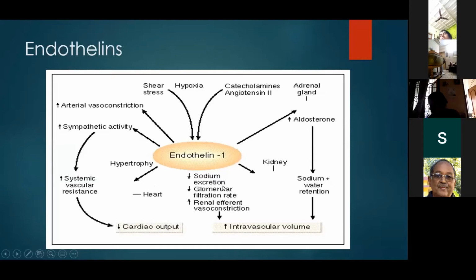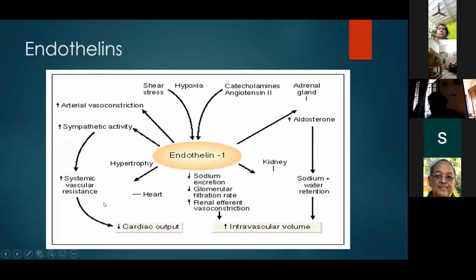Okay, so there is reduced sodium excretion, reduced glomerular filtration rate, and renal efferent vasoconstriction. So the artery which comes out of the Bowman's capsule, there is a constriction there. There's more water available for filtration in the Bowman's capsule, and the efferent vasoconstriction happens, and the absorption is reduced, and there is more sodium and water retention. That's what I meant. Okay, so on the heart, you have increased arterial vasoconstriction, you have increased sympathetic activity, and hypertrophy of the heart muscles can happen because of endothelin 1.